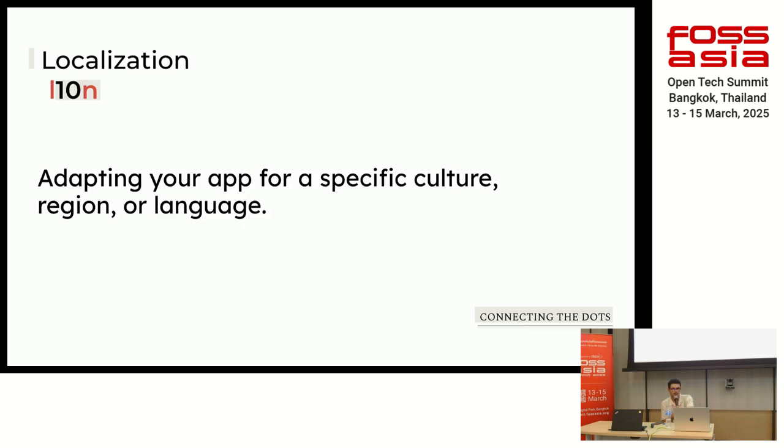All right, talking about localization. So while internationalization is about setting up the architecture of your application, localization is where the real adaptation happens. So it's about fine-tuning your application for a specific culture, region, or language. Ensuring not just translations, but also things like date formats, currencies, and even design elements like icons are adapted to a specific culture or region.